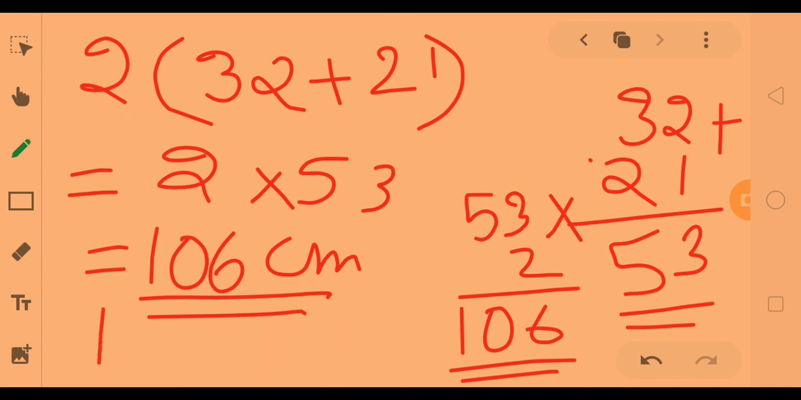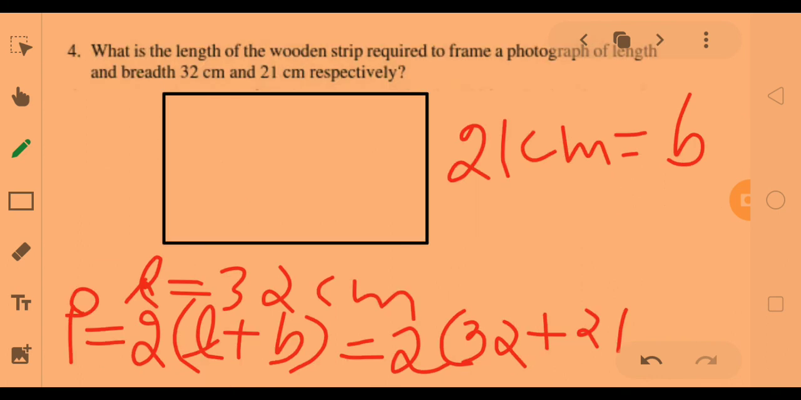Otherwise it is 1.06 meter. So 1.06 meter of wooden strip is required to put a frame for this photograph.